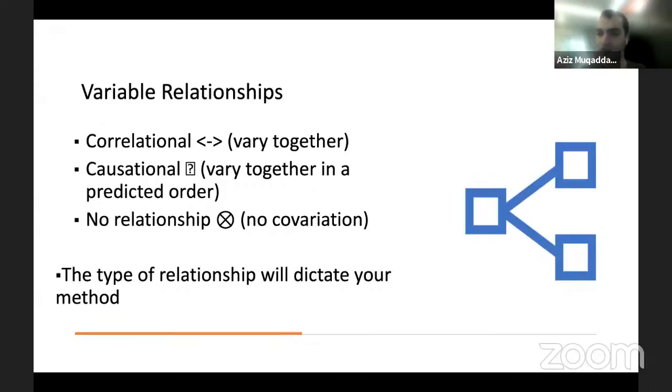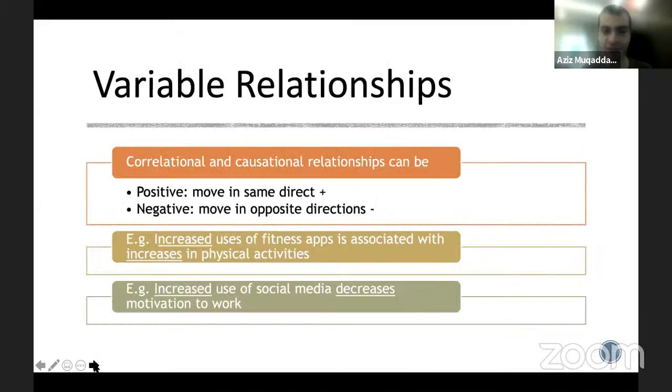So X causes Y. And then there's no relationship, so there's no covariation with one another. There's no effect of X on Y or Y on X, right? And these types of relationship are going to determine which statistical methods you're going to use. And we're going to talk about that in a minute.